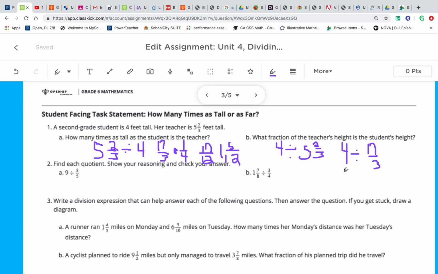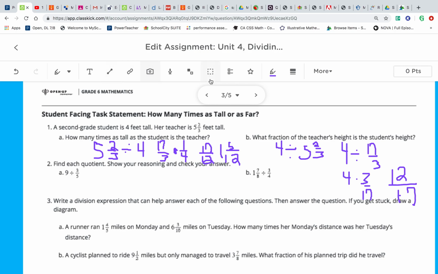So it's 4 divided by 17/3. This is really the same thing as 4 times 3 over 17. And so 4 times 3 is 12, and 1 times 17 is 17. So the student is 12/17 the height of the teacher. 12/17, if you make sense of this, is less than 1, right? Which makes sense because the student is not as tall as the teacher. Okay, so that is the first one.